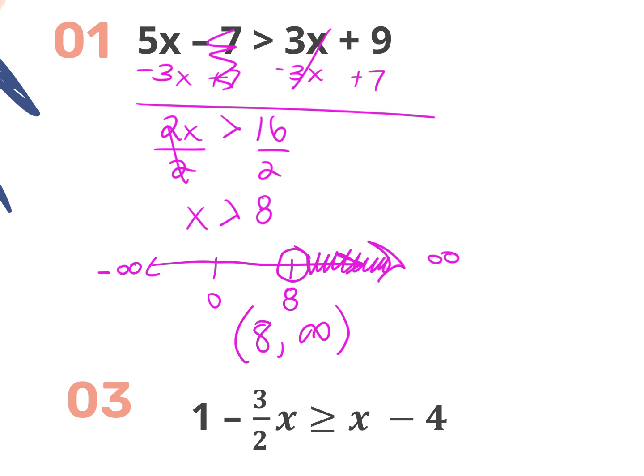And what goes on the end of 8? Why is this a parenthesis? Because 8 is not included. If the dot was colored in, what would your notation be on the end of 8? A bracket. All right, does everybody understand that?